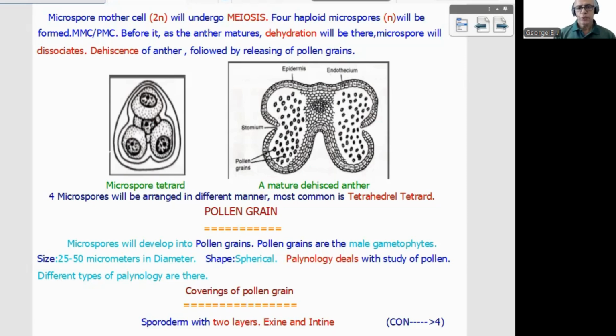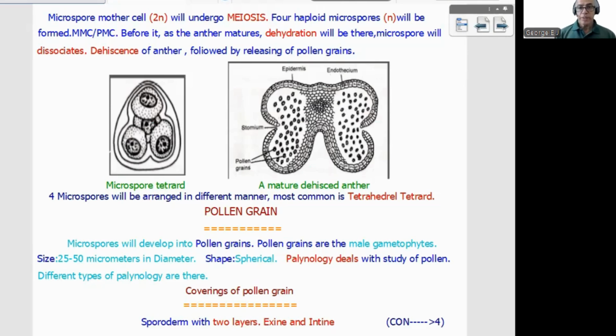There are different branches of palynology. A typical pollen grain has a layer called sporoderm, and sporoderm will have 2 separate layers, exine and intine. Another important question: What are the properties of exine? What are the properties of intine? And how is exine commercially utilized? So sporoderm, the outer layer is exine, the inner layer is intine.